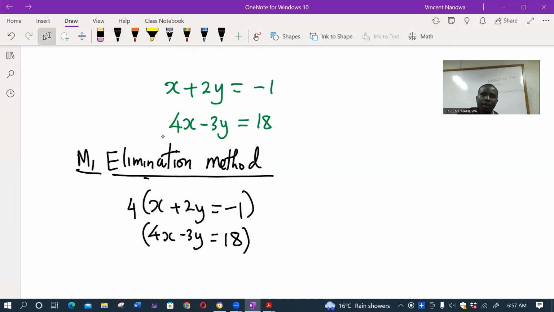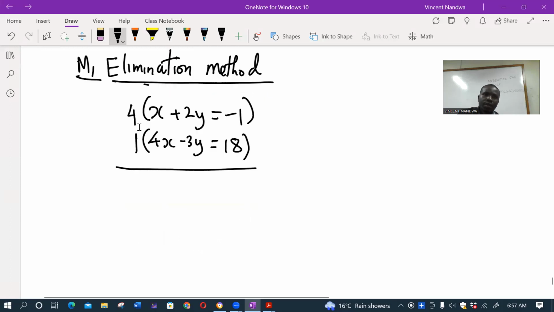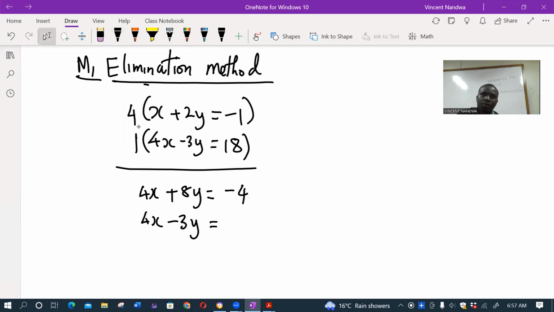Remember, a coefficient is the number before the variable. So for this x, the number is 1. So when I do that, 4 by x, I get 4x. 4 by 2y, I get 8y. 4 by minus 1 is minus 4. 1 by 4x is 4x. 1 by minus 3y is minus 3y equals 18. Then I subtract these two equations to eliminate x.